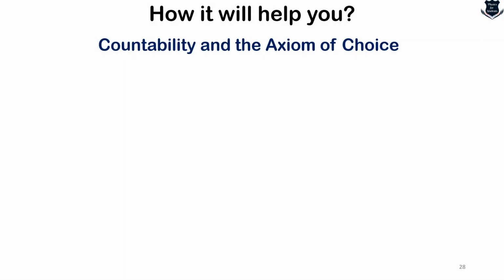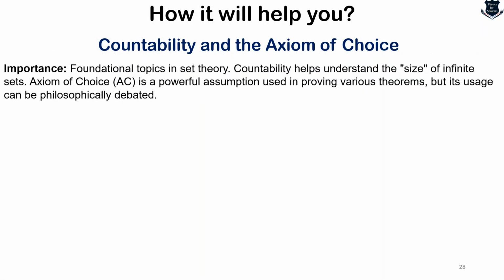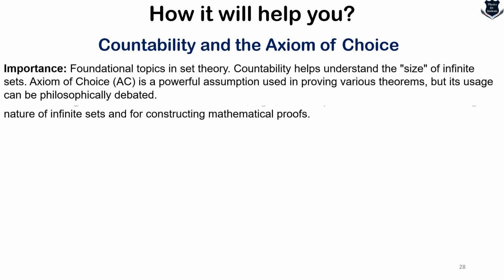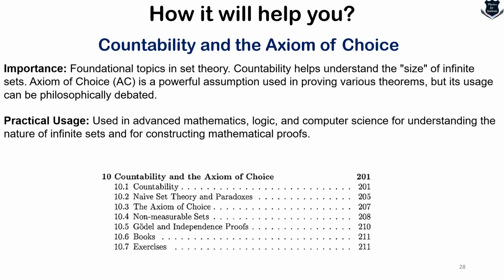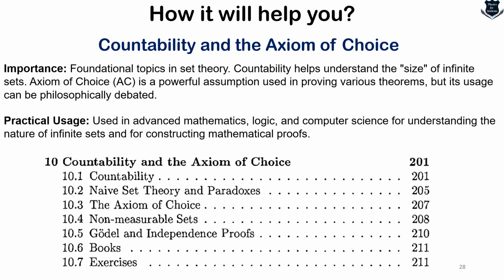Now you see, countability and the axiom of choice is basically speaking about probability. But the good part of this book is that it actually speaks of the axiom of choice, which is a kind of powerful assumption used in various theorems, and it actually leads to certain philosophical debate in terms of Cantor's paradise, etc. So I mean to say, you can read this book or you can go through the axiom of choice, because it gives you a profound, deep understanding of the philosophy of mathematics. And this is used in advanced mathematics, logic, and computer science. So this is something which you will get out of this.